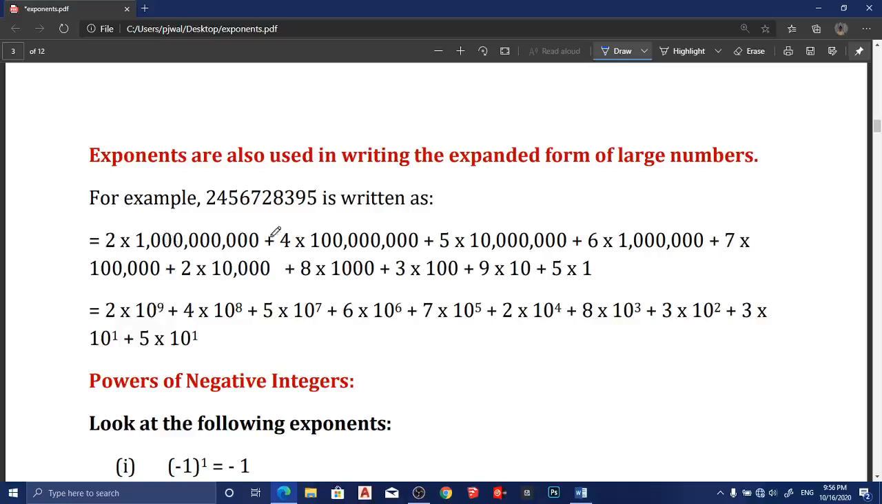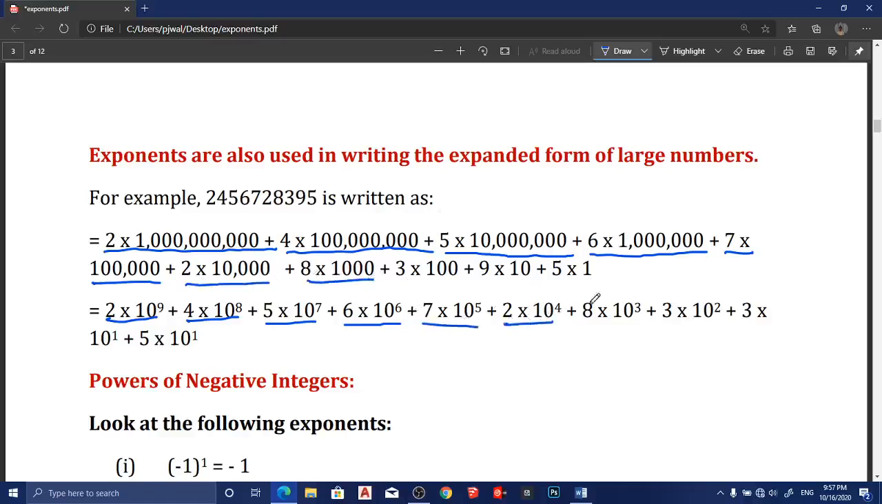So now we can write this in the form of 10 raised to the power of 9, 10 to the power of 9 here. This is 2 into 10 to the power of 9 up to here. Next, if you take plus this number 4 into 10 to the power of 8 here. Okay, this is over. Next, this can be written 5 into 10 to the power of 7. This 6 into 10 raised to the power of 6. This 7 into 10 raised to the power of 5. Simply you can write like this. 2 into 10 to the power of 4. This is 8 into 10 to the power of 3. This is 3 into 10 to the power of 2. This is 9 into 10.